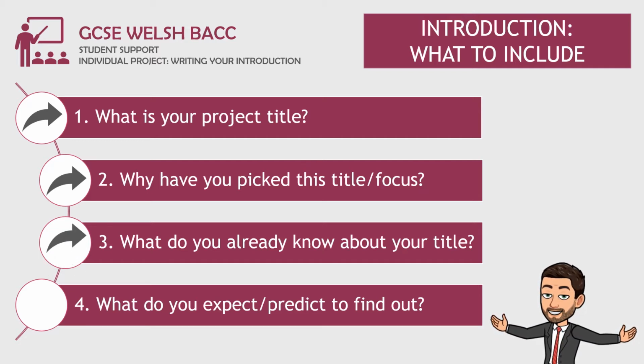The third part focuses on what you know already about your question and title. This doesn't have to be researched at this point. You're merely explaining what you already know about the title. Finally, what you expect to find out or what you predict to find out. Now, you can make a number of predictions. You're not restricted to making one prediction. You can be quite personal with this part. It doesn't have to be researched. It's your personal opinion about what you expect to find out at the end of your project.